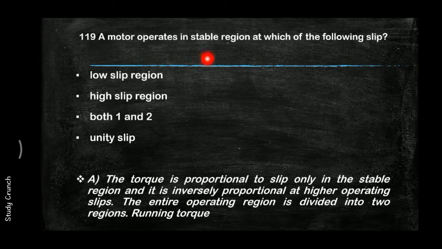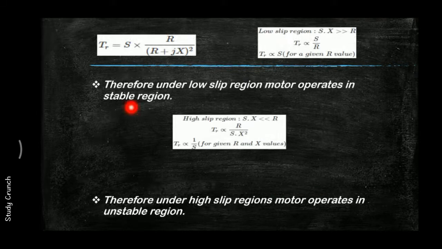Next, a motor operates in the stable region at which of the following slips? The answer is the low slip region. The torque is directly proportional to slip only in the stable region, and it is inversely proportional at higher operating slip. So the entire operating region is divided into two regions, the running torque region and the low slip region. Therefore, under the low slip region, the motor operates in the stable region. This is the low slip region, where SX is very much less than R, and in the high slip region it is greater than R.